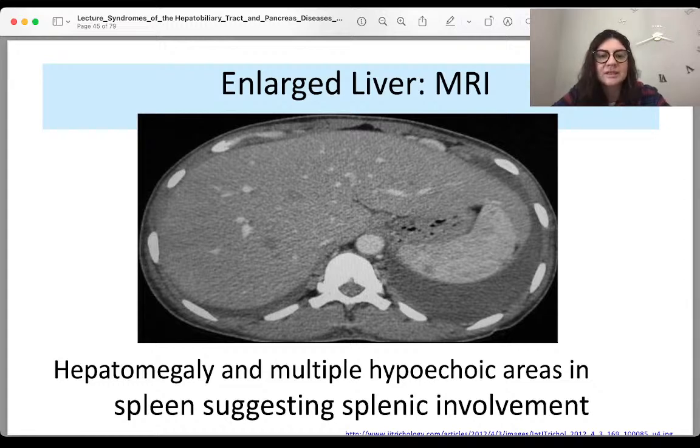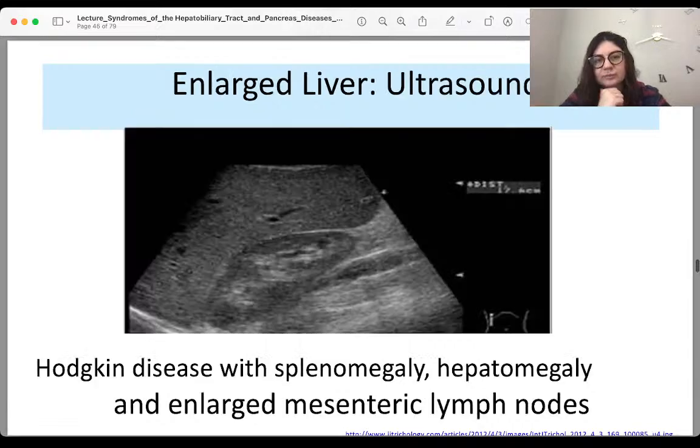Moreover, here we see multiple hypoechoic areas in spleen, suggesting splenic involvement. If you pay attention to spleen, it is at the right side here of the picture. In patient, of course, it is on the left side. You see more intensive colored structure, and it is some dark places. It is hypoechoic areas.